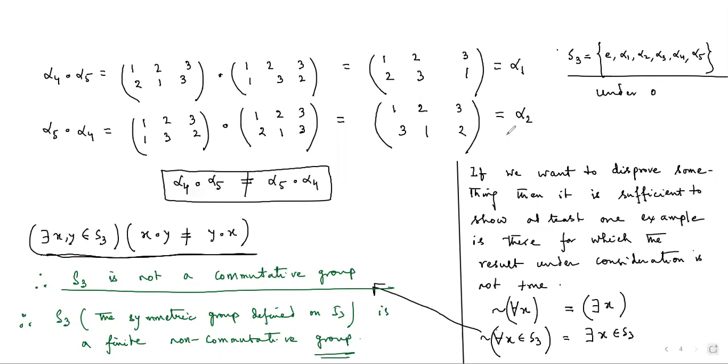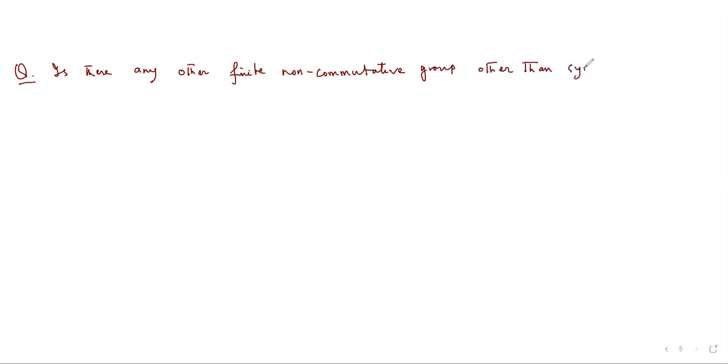Okay. Here is a question for you. You just try to think, is there any other finite non-commutative group other than symmetric? Try to look for the answer to this given question. Okay, this is your homework. Is there any other finite non-commutative group other than the symmetric group? Symmetric group is one example.